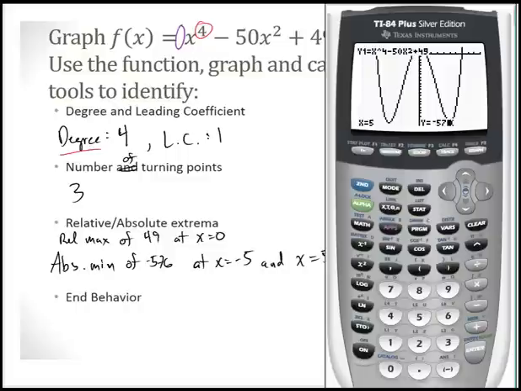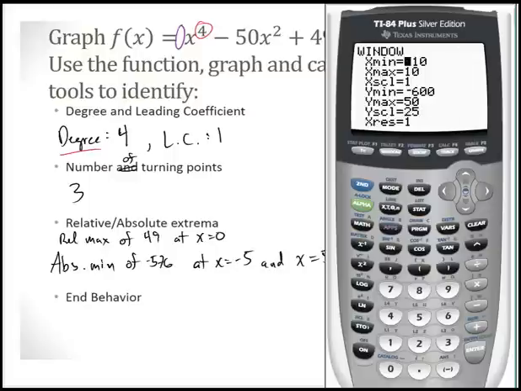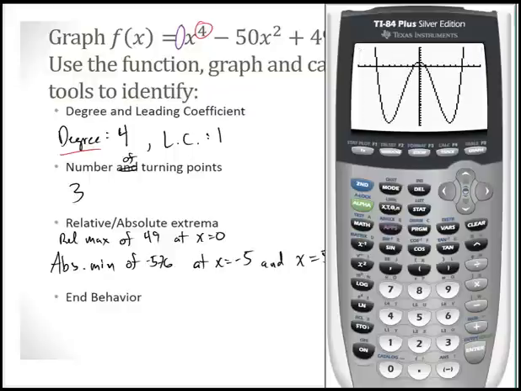So what is happening as we move far to the left? Well, let me adjust my window a little bit more. Let me change the y maximum to, how about 200 now? Just so you can see a better picture. So notice as I move far to the left, the graph appears to be increasing, moving up to positive infinity. And as I move far to the right, again, the graph appears to be moving to positive infinity.